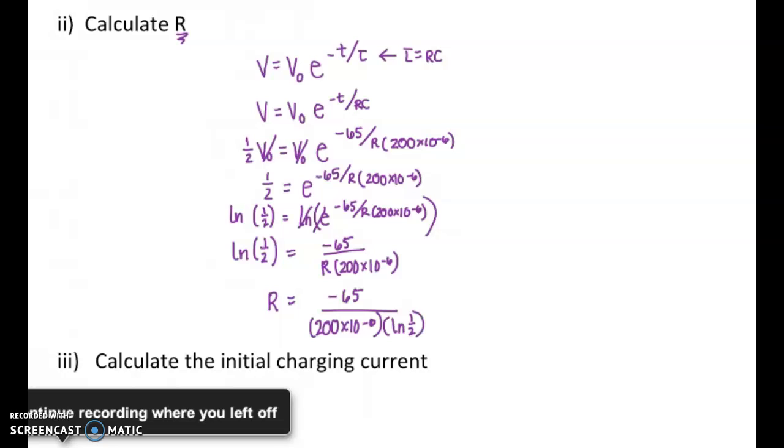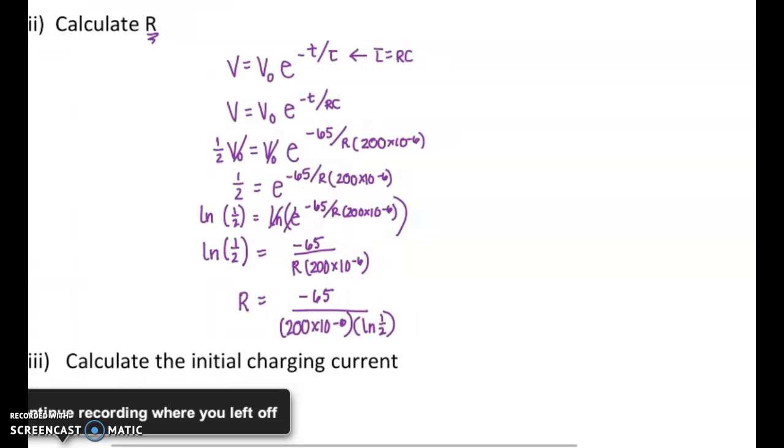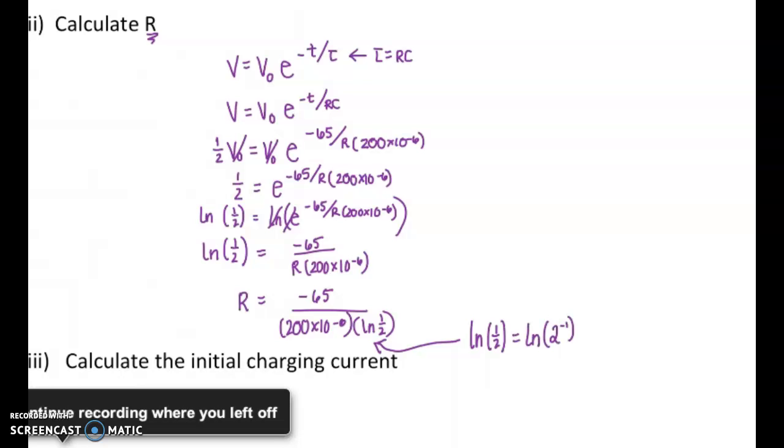Now at this point, if you're a little concerned, you're thinking, when we solve this, we're going to get a negative value for R. Well, I like how you're thinking, but really this natural log in here has a hidden negative. The natural log of 1/2 we could write as the natural log of 2 to the negative 1. And a rule from math class is when you have an exponent inside of a natural log, you can actually bring that exponent out in front. So that's how we're going to deal with that negative on the top, it's going to cancel with the negative on the bottom.